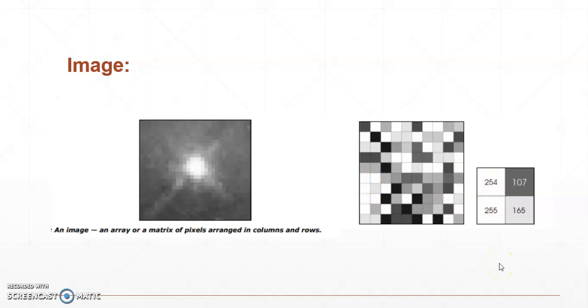Now, I hope this is clear that an image is a matrix consisting of rows and columns. This is the first row, second row. If I want to process this image, I have to process this matrix by using its rows and columns.